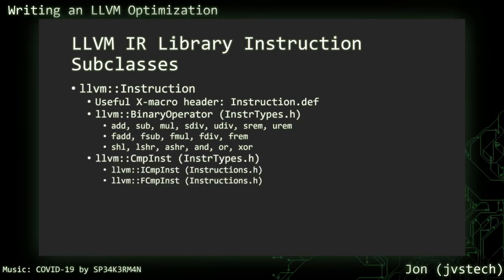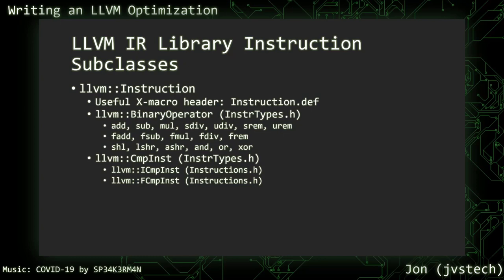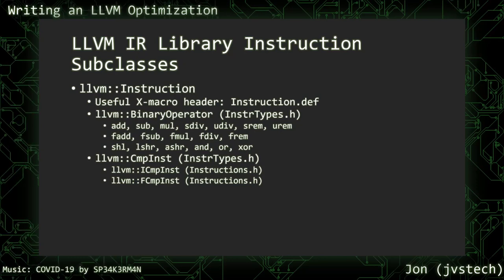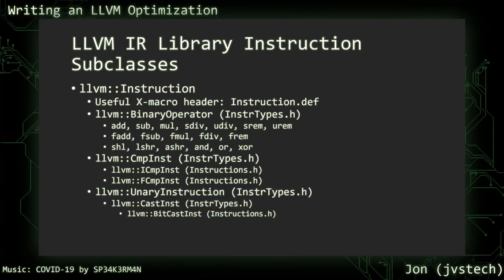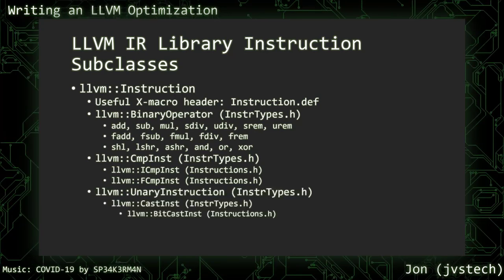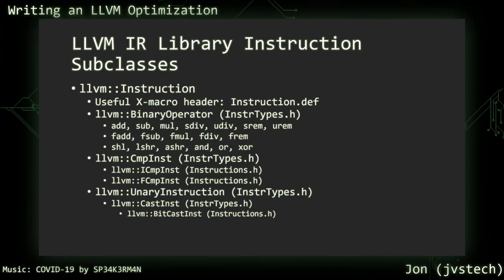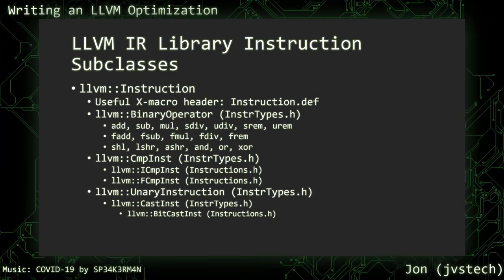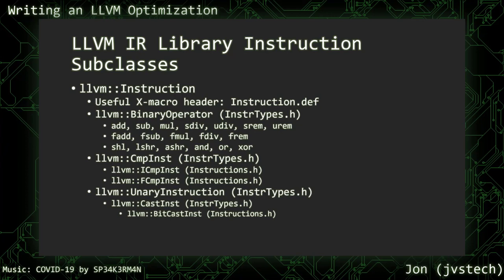The CMPInst class, or CompareInst, is the base class for integer and floating point comparison instructions. The given type is always a 1-bit integer, or in other words, a Boolean type. The unary instruction class is the base for instructions that take a single operand and return a value, which includes casting instructions. In our case, we're most interested in the bitcastinst class, which obviously represents a bitcast instruction, as we'll be using it when we start to mutate IR in our optimization.